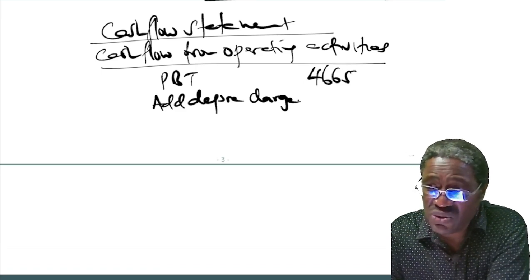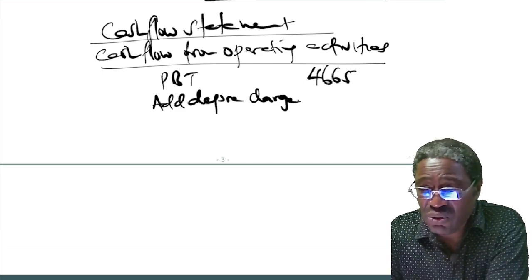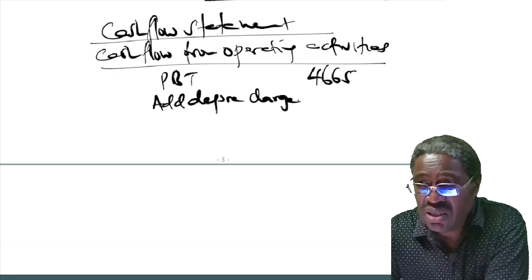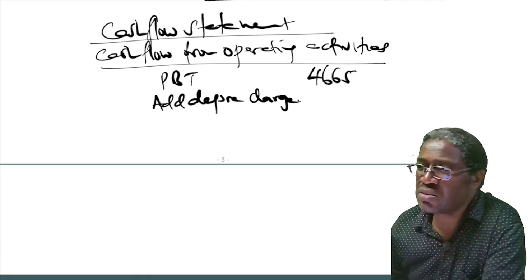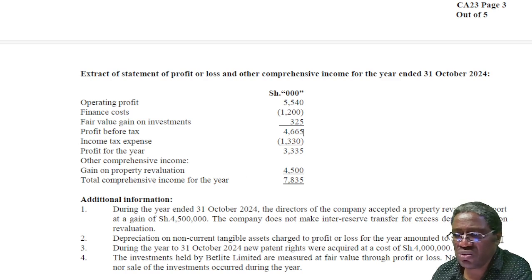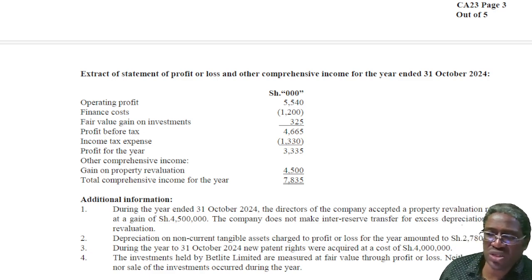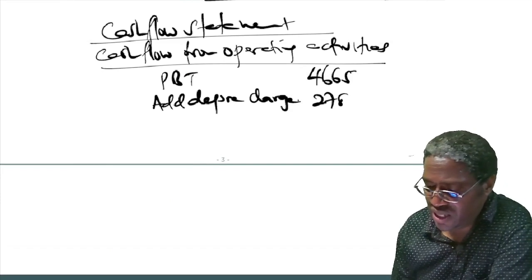As far as cash flow is concerned, the expenses are overstated. When expenses are overstated, profit is understated. So correct it by adding back. The depreciation charge was given as per note number 2: the depreciation charge for the year was 2780. Good. We add back 2780.